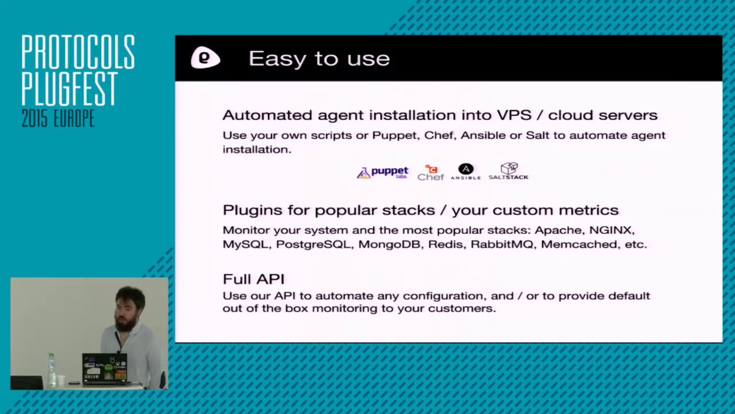And then one of the characteristics of Server Density is that everything you do in the interface can be done from the command line or from the API, or integrated with Puppet, Chef or this kind of thing. So you can basically fully automate everything, and you don't need to deal with the web interface if you don't want to.